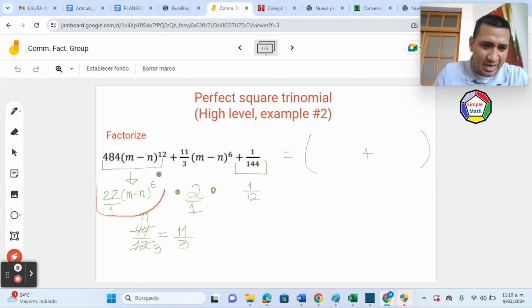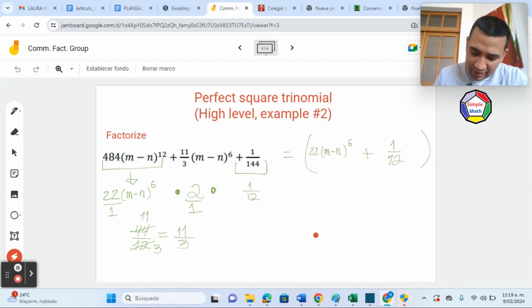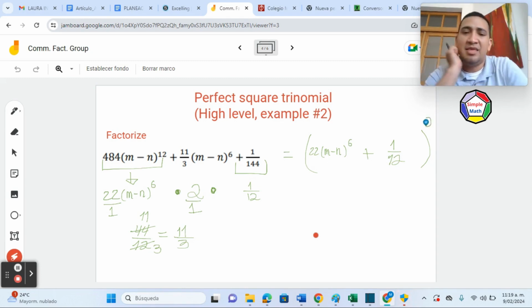So we're going to write this, which is 22, times (n - n) to the power of 6. That one was the first square root I got. And then we write the second square root that we got. In this case it is 1 over 12. And then do not forget to write the exponent for that parenthesis. Otherwise, the answer is incorrect.